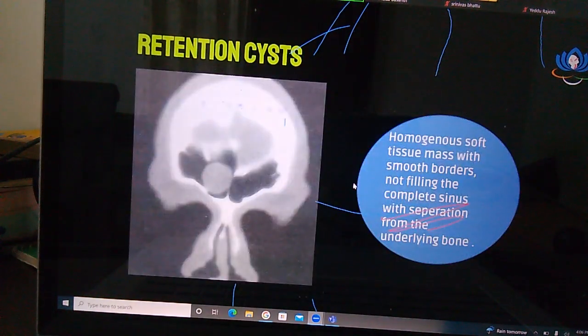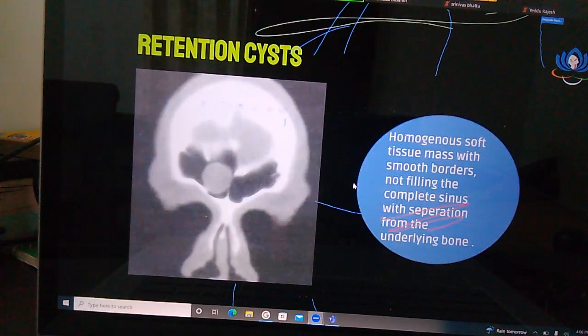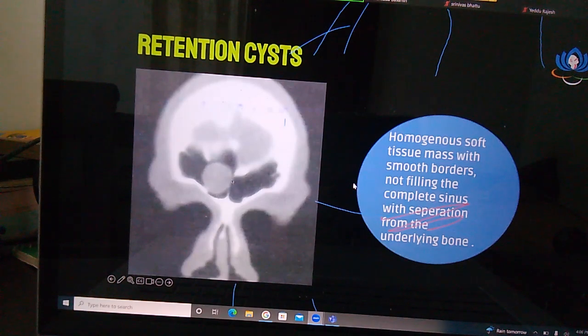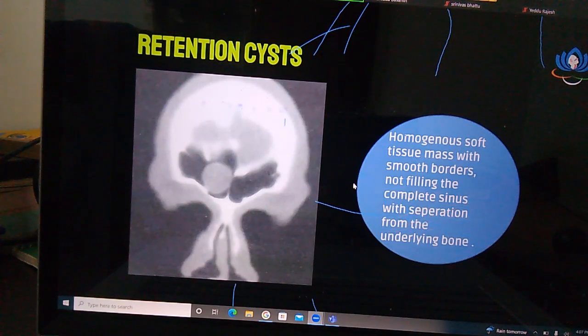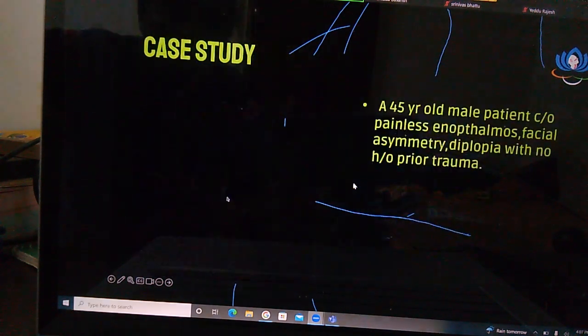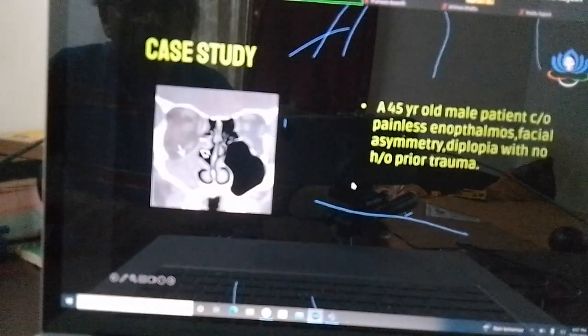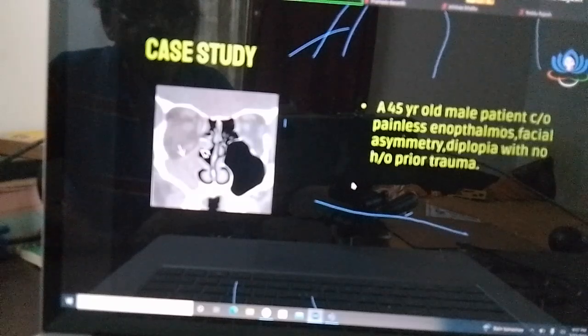Don't confuse it. Retention cysts are small cysts within the sinuses. These are usually homogeneous soft tissue masses with smooth borders, not filling the complete sinus. They are clearly separated from the underlying bone and have no attachment at all. These are usually benign cysts. We see a lot of benign cysts.